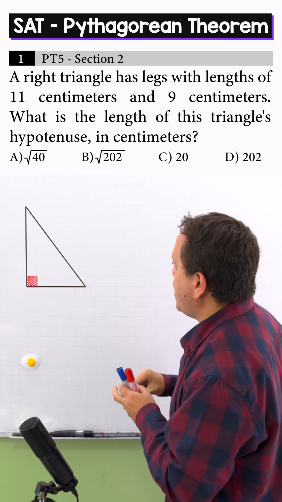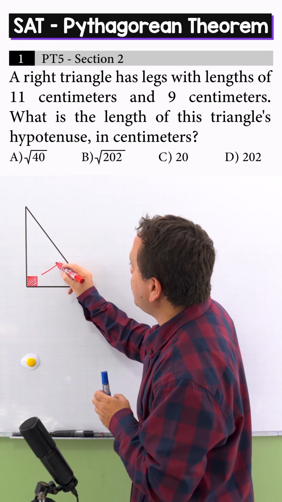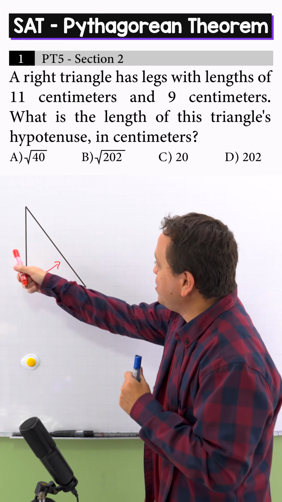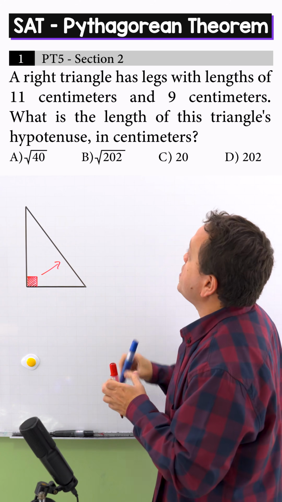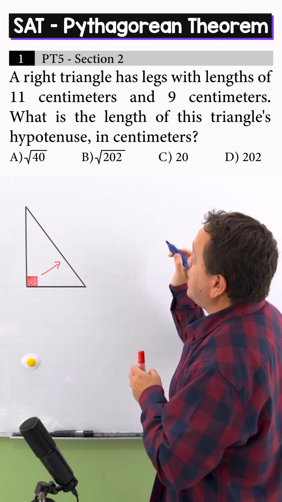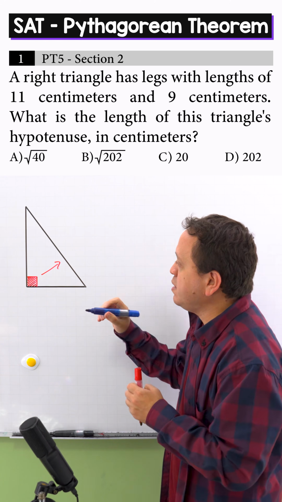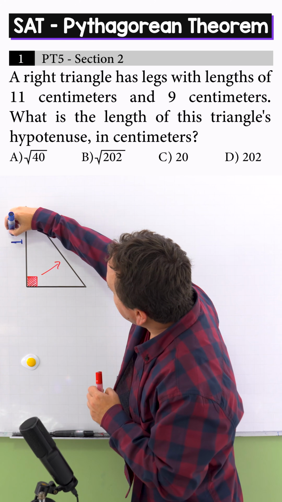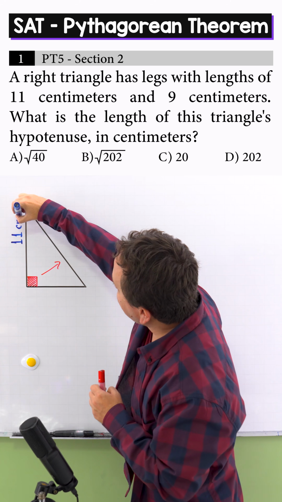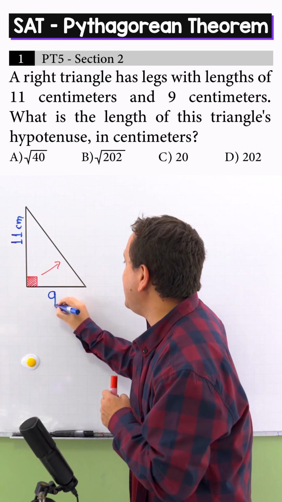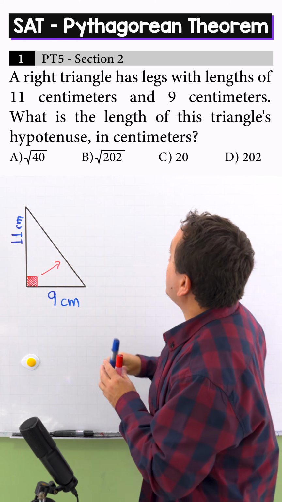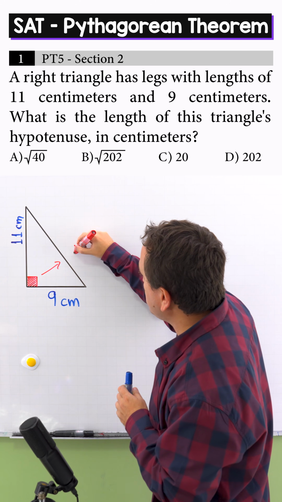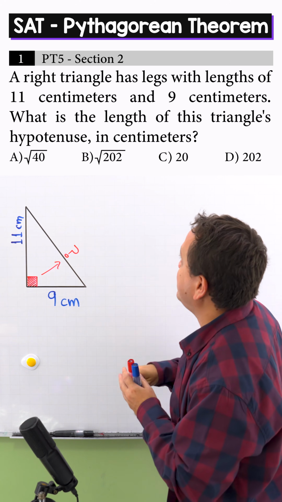Here we have a right triangle. In front of the right angle, we have the hypotenuse, that is the longest side of a right triangle. The other two sides are the legs. Once again, a right triangle has legs with lengths of 11 centimeters and 9 centimeters. These two are the legs. The length of this leg will be 11 centimeters, and the length of the other leg will be 9 centimeters. The question is, what is the length of this triangle's hypotenuse? This is the hypotenuse, and we need to determine its length.